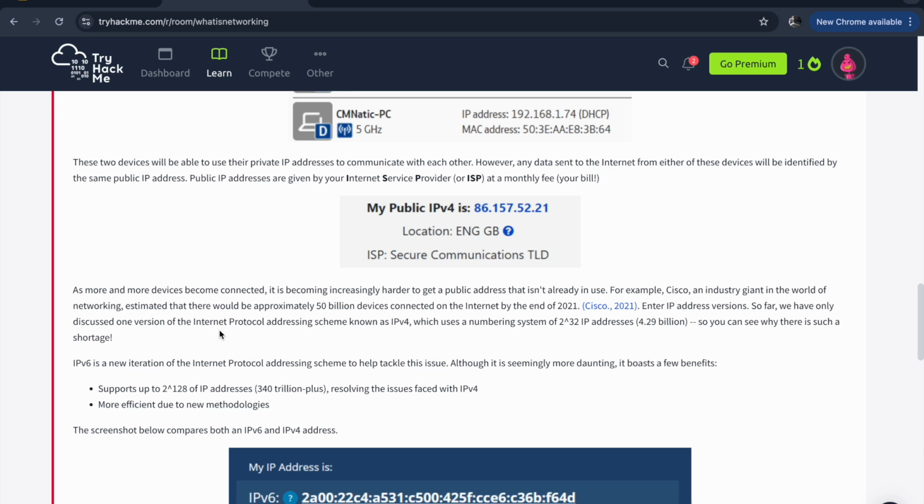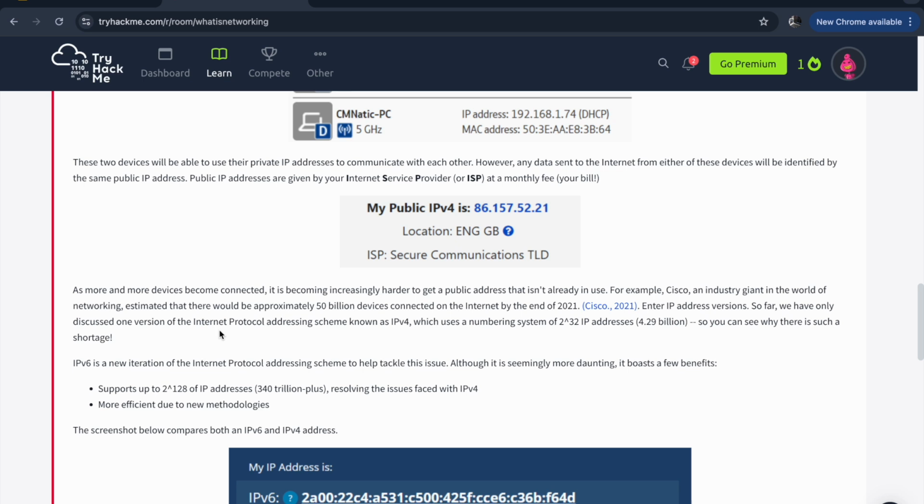For example, Cisco, an industry giant in the world of networking, estimated that there would be approximately 50 billion devices connected on the internet by the end of 2021. Enter IP address version. So far, we have only discussed one version of the Internet Protocol addressing scheme, known as IPv4. We're going to be really focusing on IPv4 right now instead of IPv6 because everything still uses IPv4, so we're still good on that.